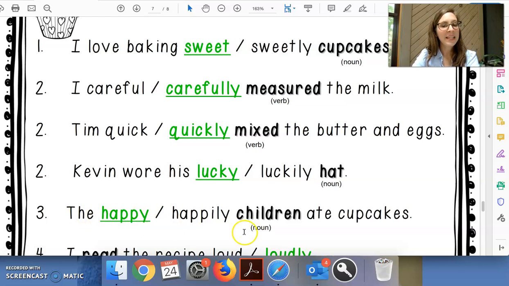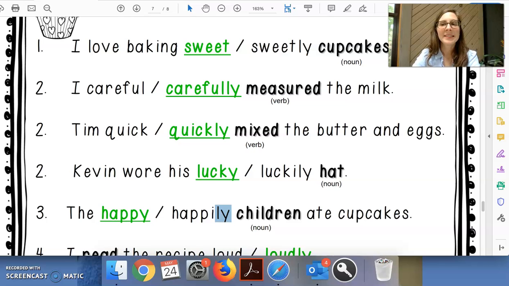The happy children ate cupcakes. So what kind of children? They are happy. Now, if we added an ly, we could describe how they ate the cupcakes. We could say, they happily ate the cupcakes. So they ate the cupcakes while smiling. Okay, we are going to stop there.